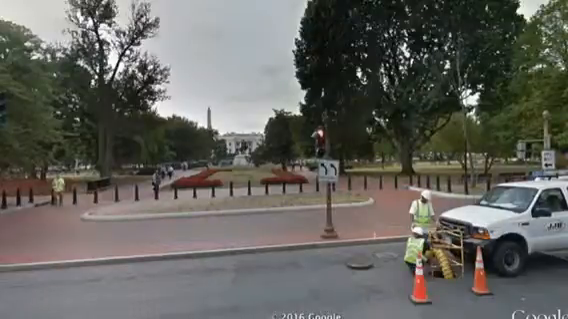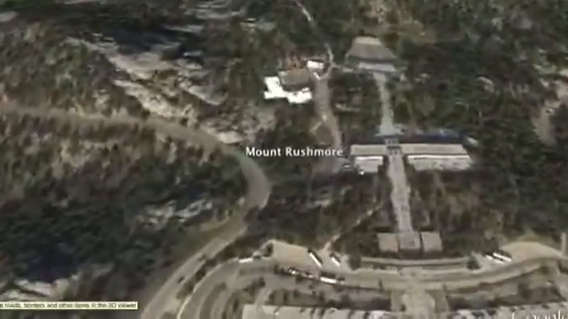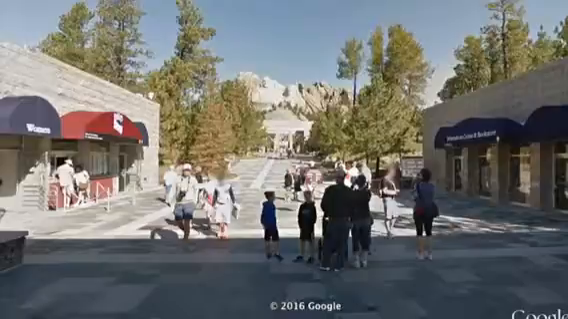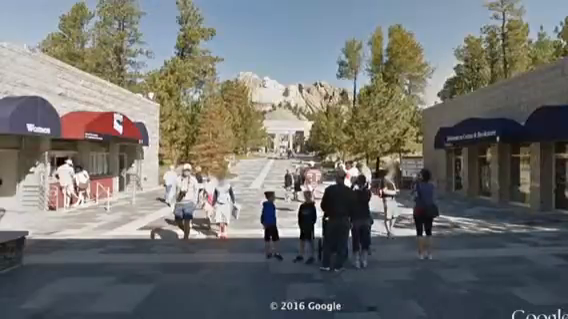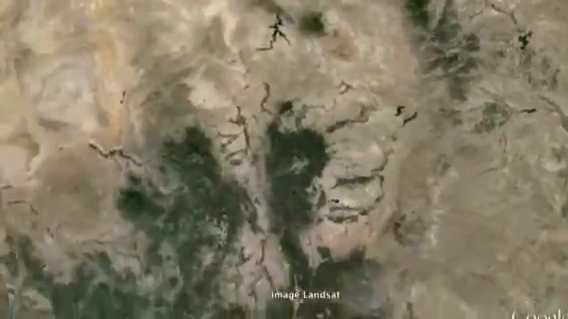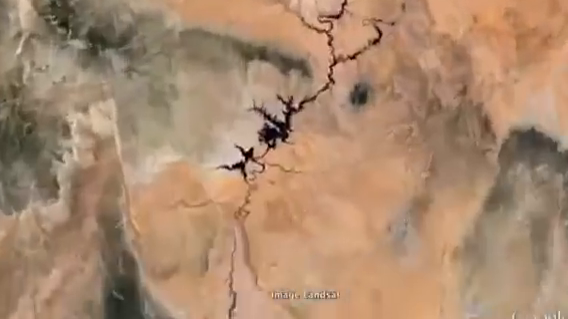And on to Mount Rushmore. In the mountainside of Mount Rushmore, we find the sculpture faces of 4 presidents: George Washington, Thomas Jefferson, Theodore Roosevelt, and Abraham Lincoln.